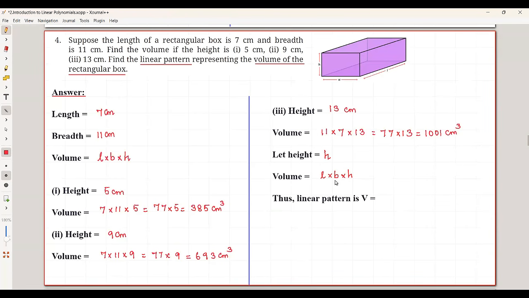L and B are already given. It's a fixed one, correct? So 77 is common. L into B, that is 7 into 11, is fixed, into H. So that is 77H. So the linear pattern is volume is equal to 77H. 77 is fixed. Only the height keeps on changing in the question, so we fix the 77 as it is and change H.